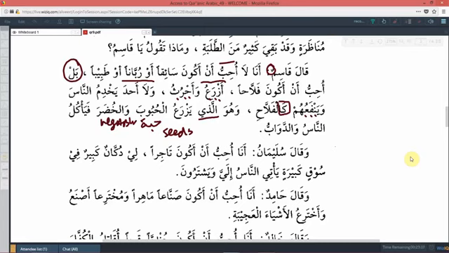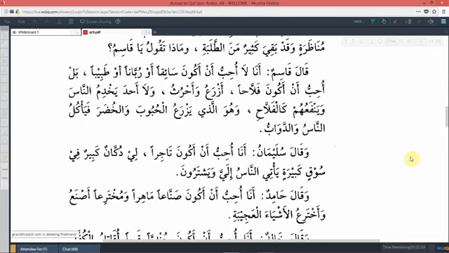يَأْكُلُ from أَكَلَ يَأْكُلُ, to eat, and so النَّاسُ, the people eat, وَالدَّوَابُ, and the animals. Dawab is animals. The people eat as do the animals.